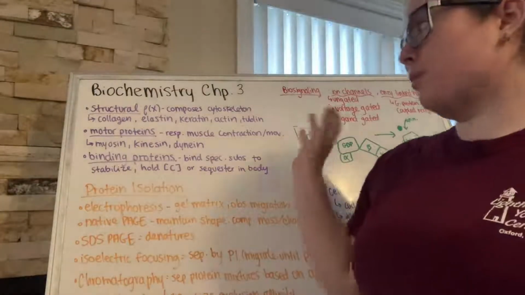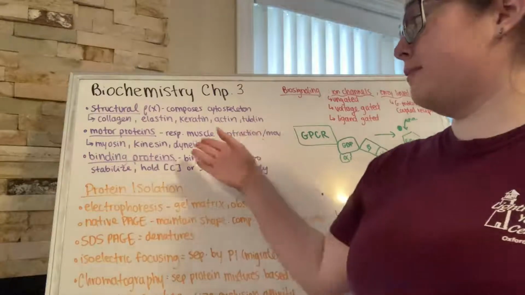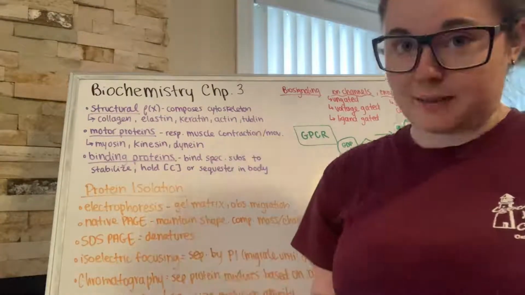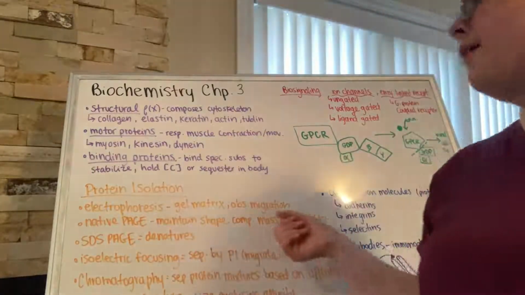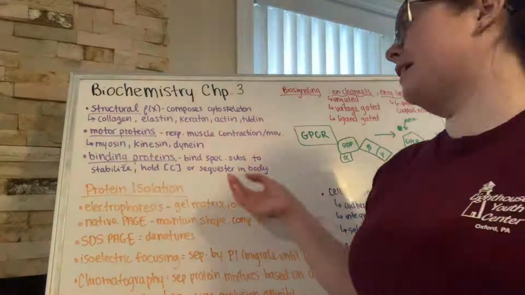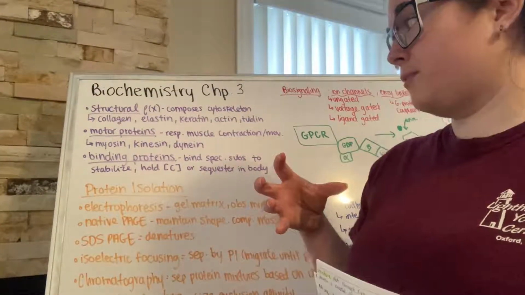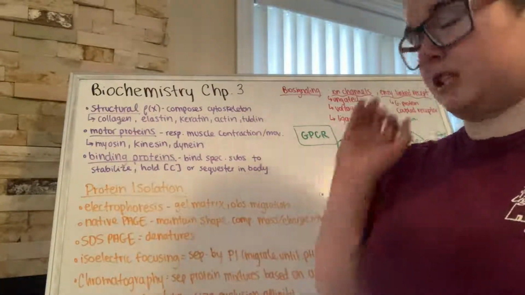Next, you have some motor proteins, and they're responsible for muscle contraction and movement. That would include dynein, kinesin, and myosin. We'll go into muscle contraction in a later video. Then we have binding proteins, and those bind to specific substances to stabilize, to hold the concentration steady, or to sequester it into the body.